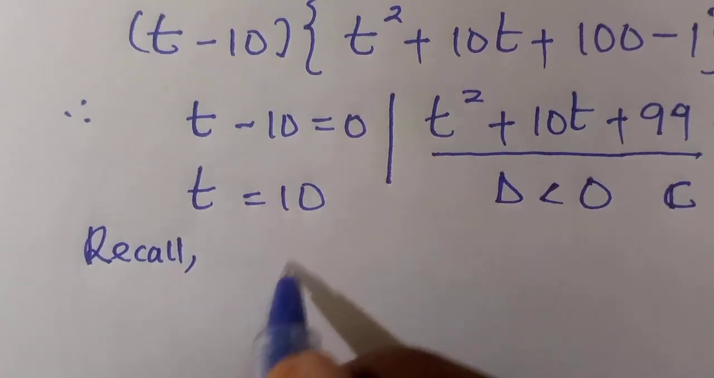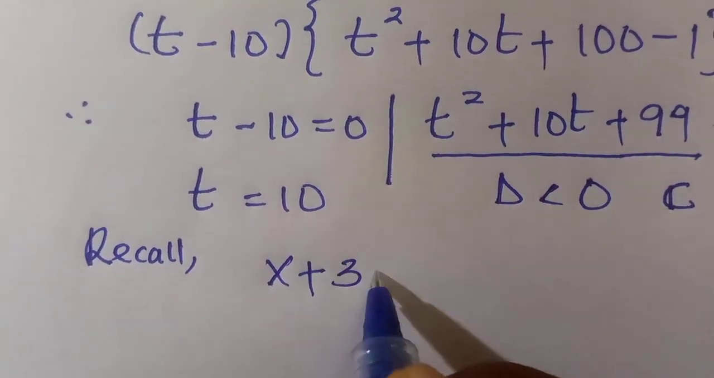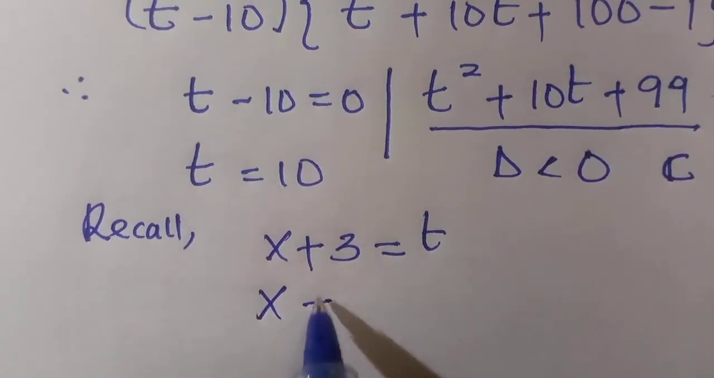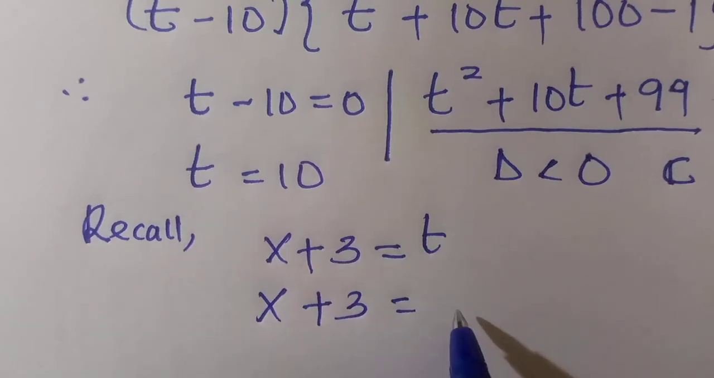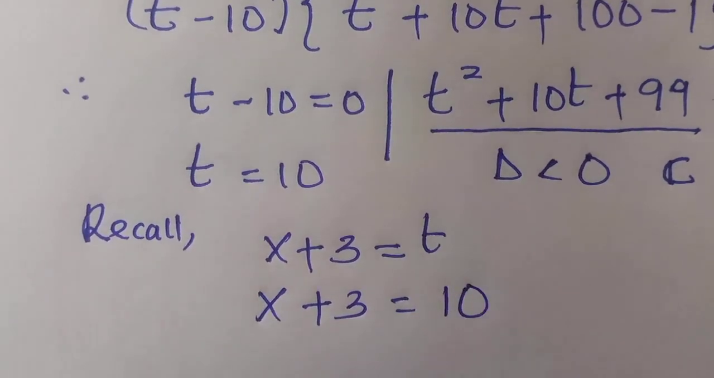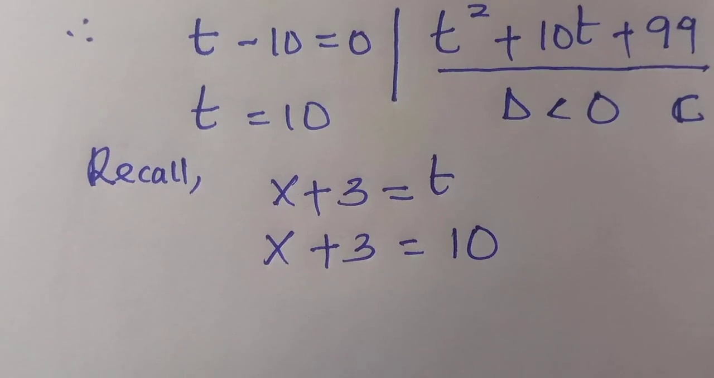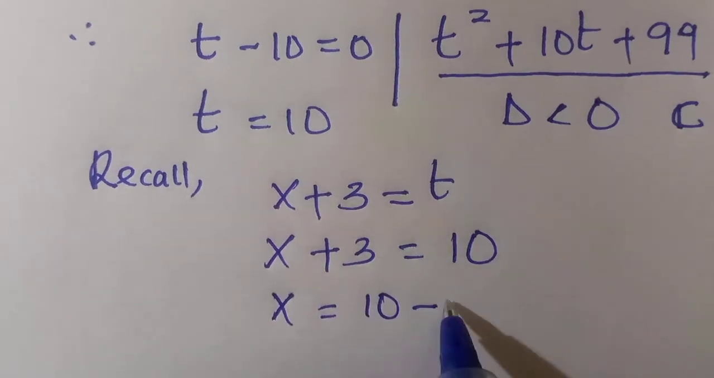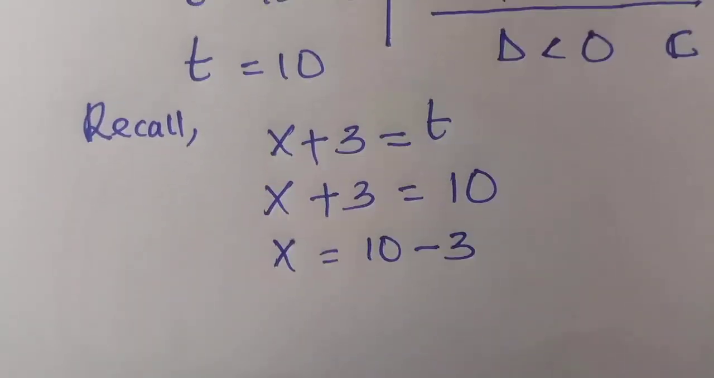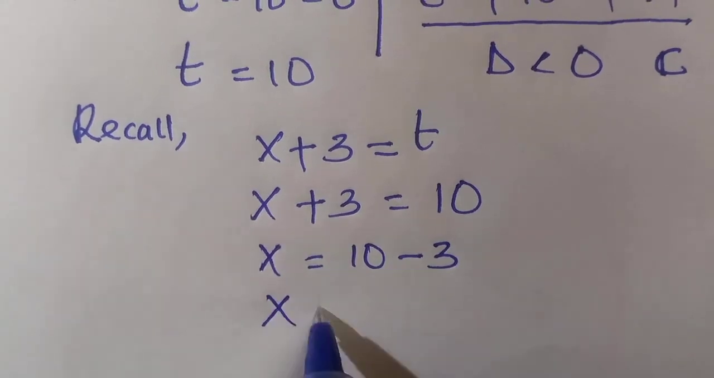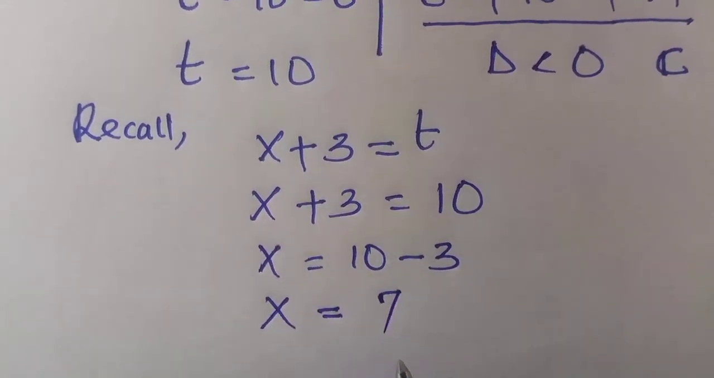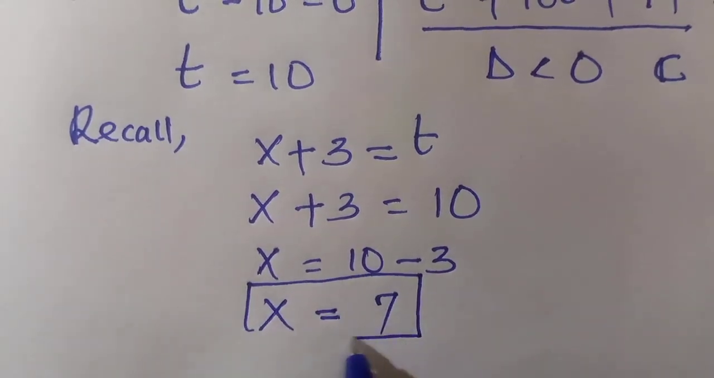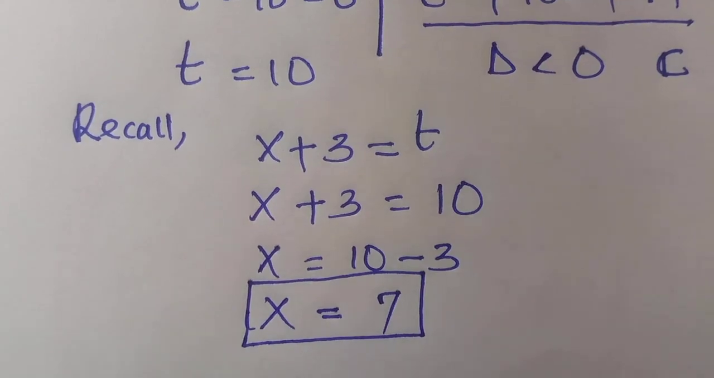So let's recall from x plus 3 equals T, because we need x, not T. We just got that T to make it possible to find x. So here we do the replacement, and we get the value of x by collecting the like terms, which is 10 minus 3, and here x equals 7, which is the only real solution we have for this.